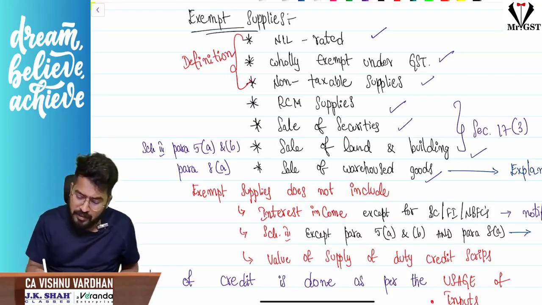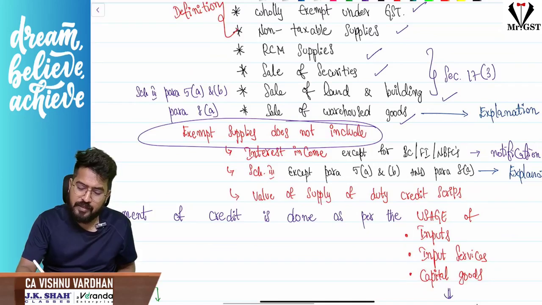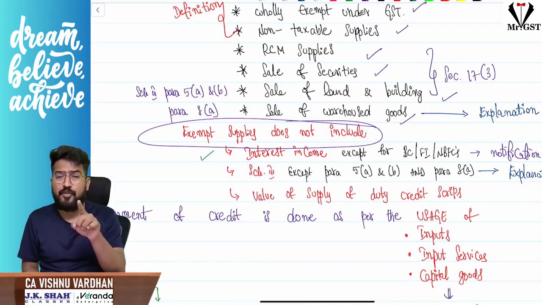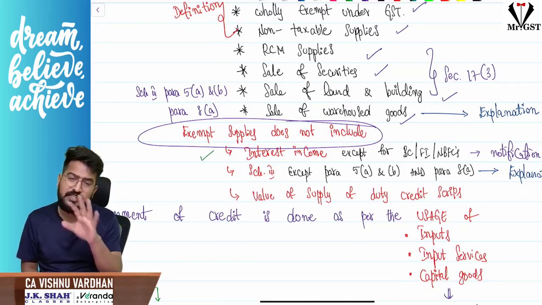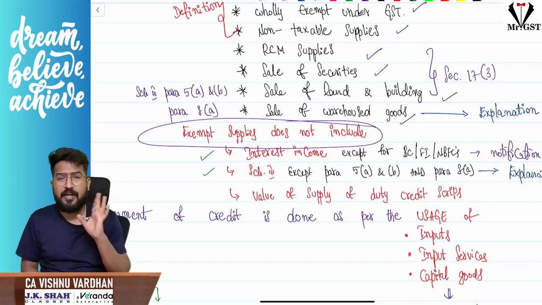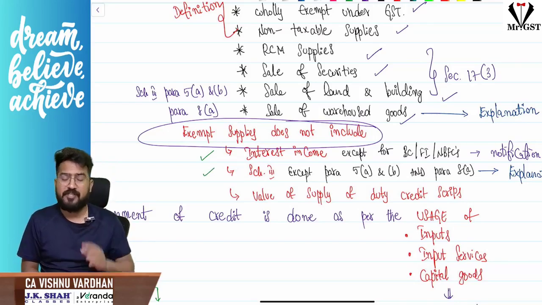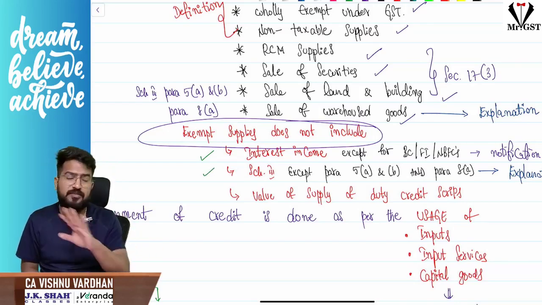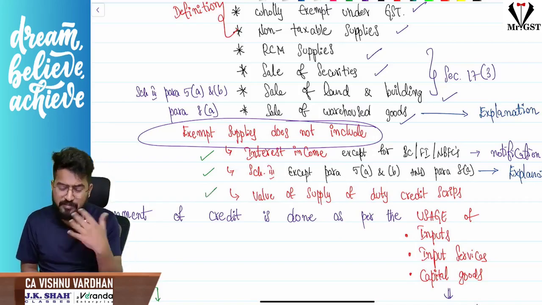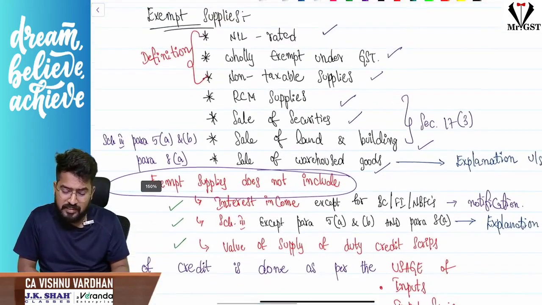But exempt supplies do not include the interest income, except if you are a banking company, financial institution, or NBFC, then for you this is added in your exempt supply. Schedule 3 transactions will not be added in exempt supply, except, as we have seen, land and building and warehoused goods. Except those, all remaining Schedule 3 transactions will not be treated as exempt supplies. And the value of duty credit scrips, whatever has been supplied, that also will not be treated as exempt supplies. Okay, so this is the meaning of exempt supplies.